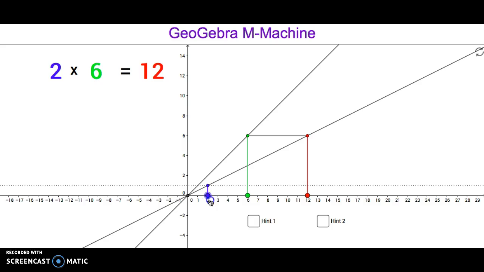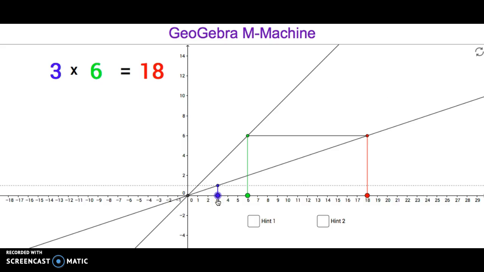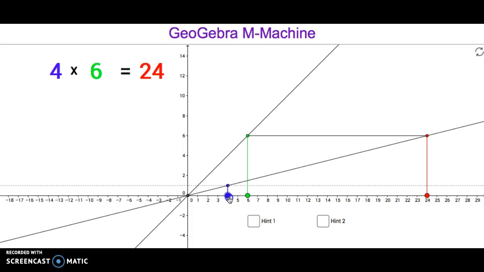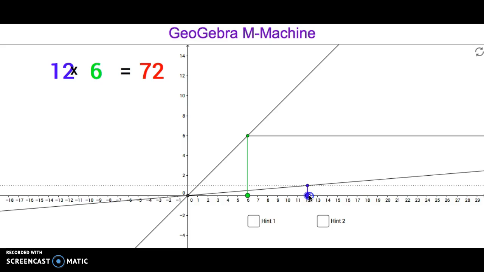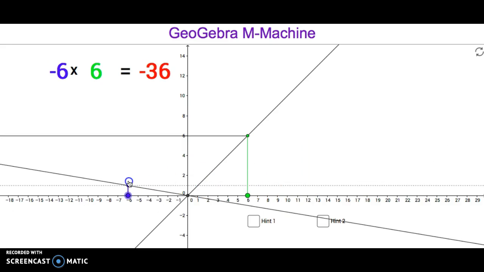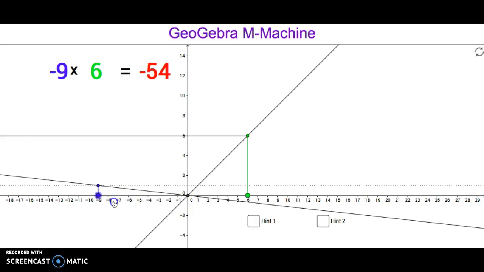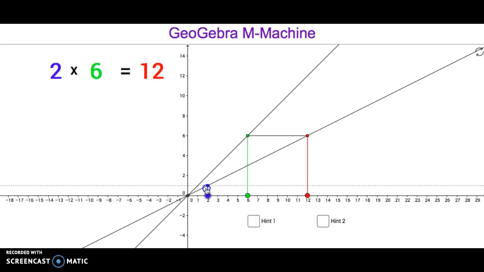The reason for that is that the line is y equals nx, where n is the values on the x-axis. So now my equation is y equals 4x, y equals 12x. If I move it the opposite way, y equals negative 6x, and since it has a negative slope, my line is going downwards. As I change that blue value, that line is also changing, because those x values are the coefficient of x for that equation.